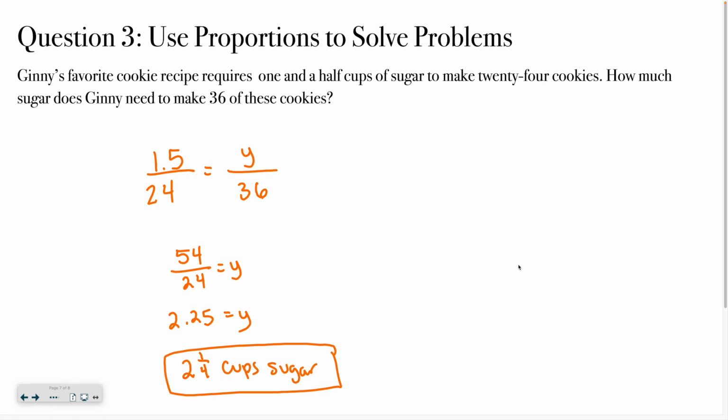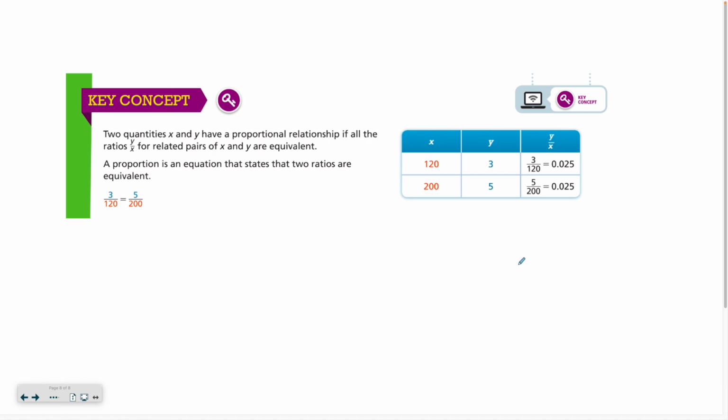All right, for this problem, hopefully your work looks something like mine, and you ended up with 2¼ cups of sugar is what's needed to make 36 of these cookies. If you have any questions about this problem, please be sure to reach out for some help. I'm happy to help you. And then here is just a little key concept to help summarize everything that we have done in today's lesson.